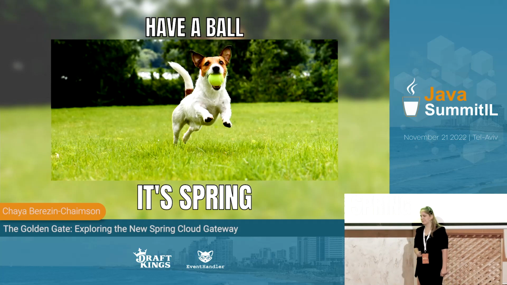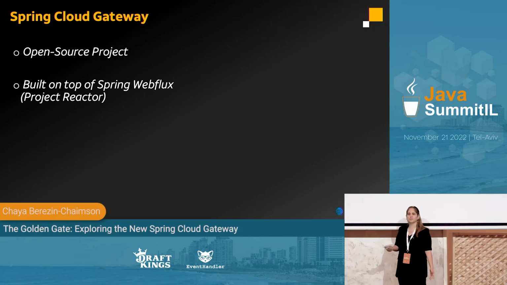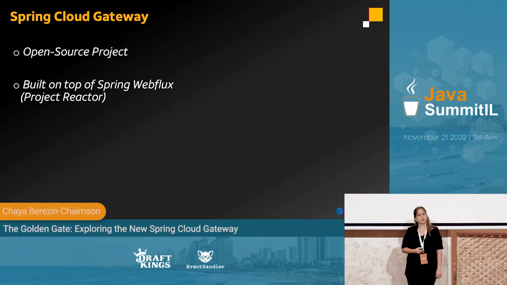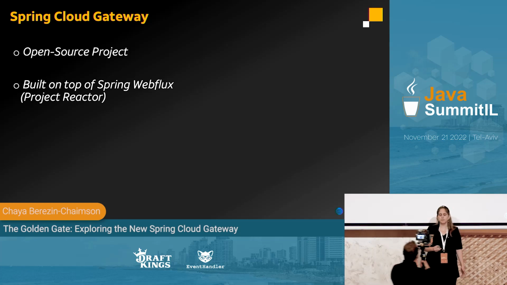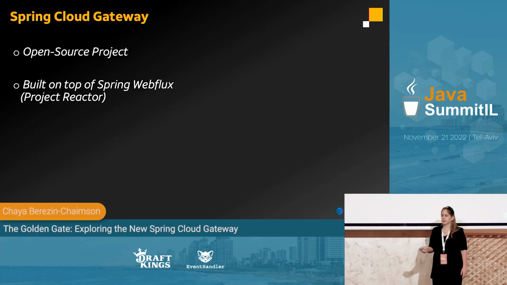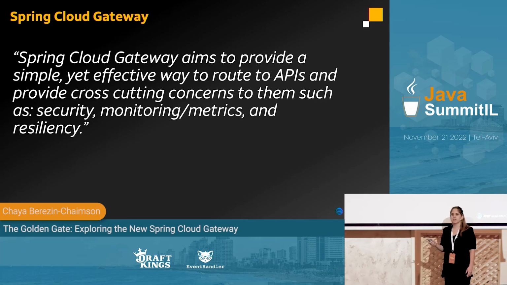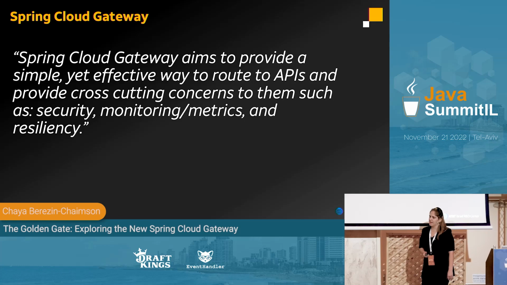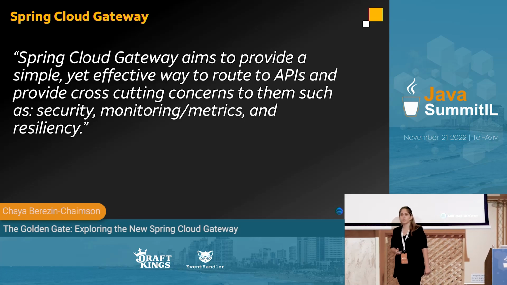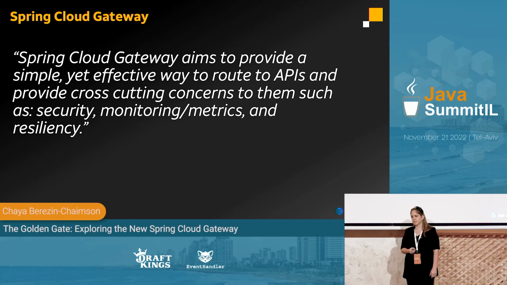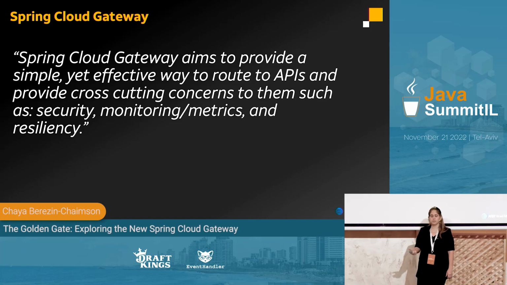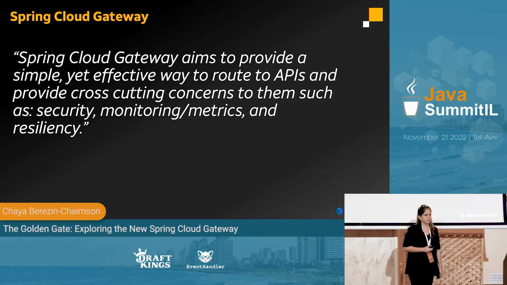So Spring Cloud Gateway. Spring Cloud Gateway is an open source project built on top of the Spring ecosystem, which was very good for us as we were mainly Java developers. And in particular, it's built on top of Spring Webflux. And this is from their documentation. Spring Cloud Gateway aims to provide a simple yet effective way to route to APIs and provide cross-cutting concerns to them, such as security, monitoring of metrics, and resiliency.